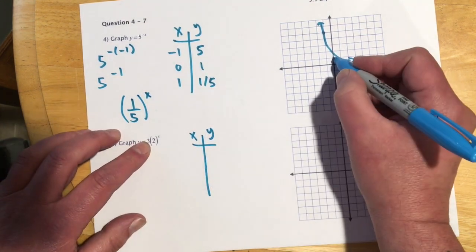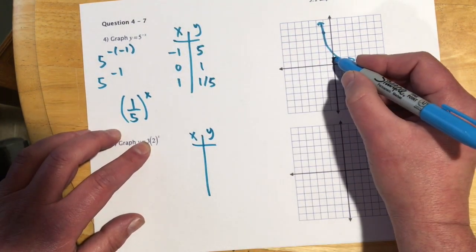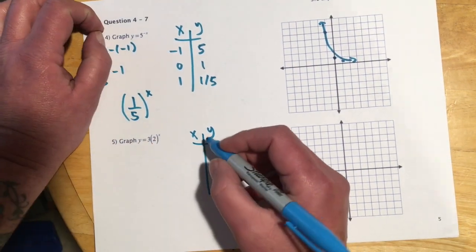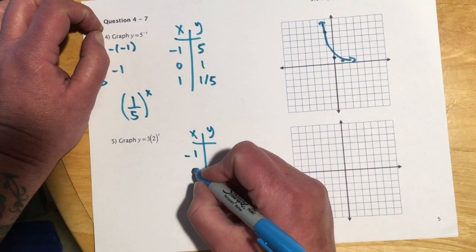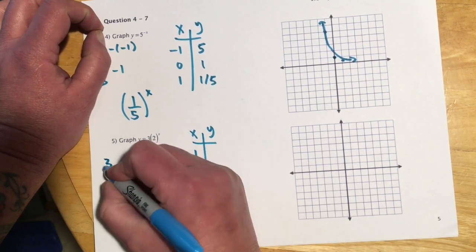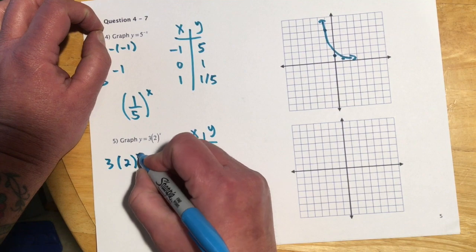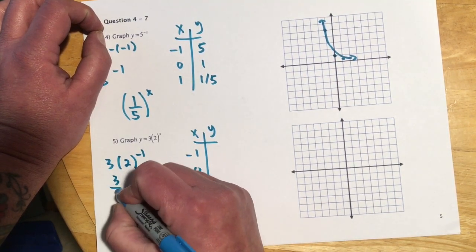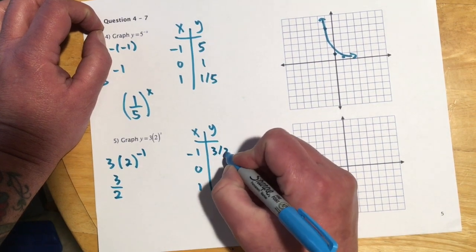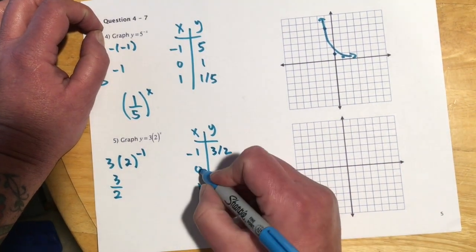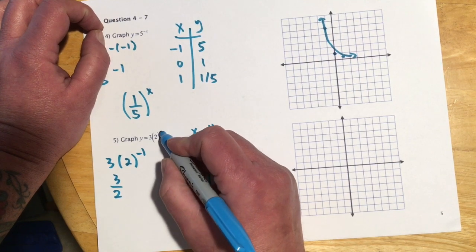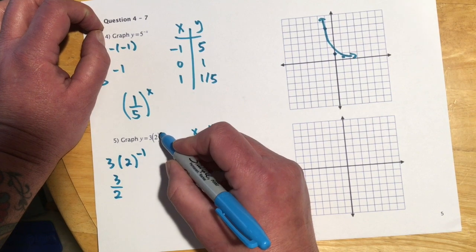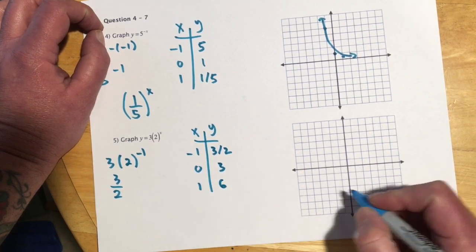So this one's going to, so far we've had y-intercepts at 1. And so this time we're going to have a y-intercept at 3, is what this 3 out front is going to do. So if I put in my same points, negative 1, 0, 1: 3 times 2 to the negative 1. So 2 to the negative 1 would be 1 over 2, so that would make that 3/2. And then 0, so 2 to the 0 would be 1, but then times 3 is 3. And 2 to the first would be 2, times 3 makes 6.